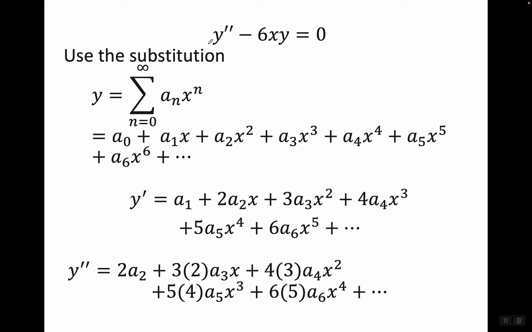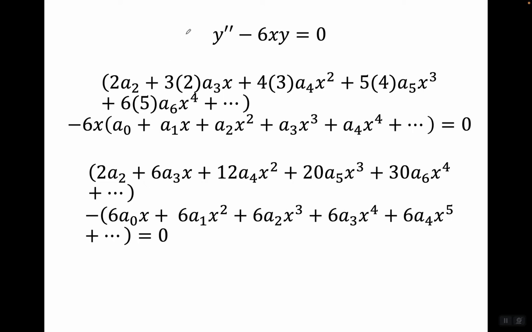Here's our differential equation, y double prime minus 6xy equals 0. We're going to use this substitution since we're looking for a power series. y is just going to be the sum of a sub n x to the n as n goes from 0 to infinity. In other words, it's going to be a0 plus a1x plus a2x squared, etc. Take the derivative. We find that y prime is a1 plus 2a2x plus 3a3x squared plus 4a4x cubed, etc. Take another derivative, we get y double prime equals 2a2 plus 3 times 2 a3x plus 4 times 3 a4x squared plus 5 times 4 a5x cubed, etc.